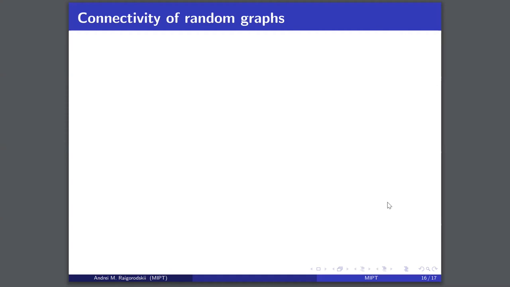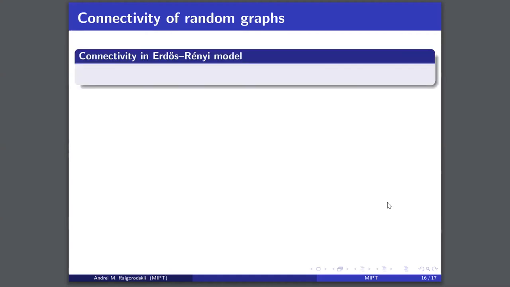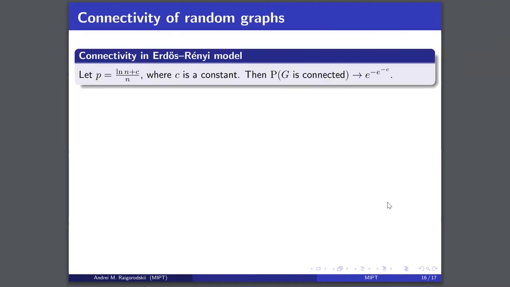Okay. A wonderful theorem here is due to Erdős and Rényi. It's also very impressive in some sense. Probably I'll say a few words about how it's possible to prove it. Let's assume that the probability of an edge, this is of course the Erdős–Rényi model, so I don't speak about the general model right now. We consider the probability of an edge equal to this fraction, natural logarithm of n plus c over n. Let's assume that c is a constant for now.